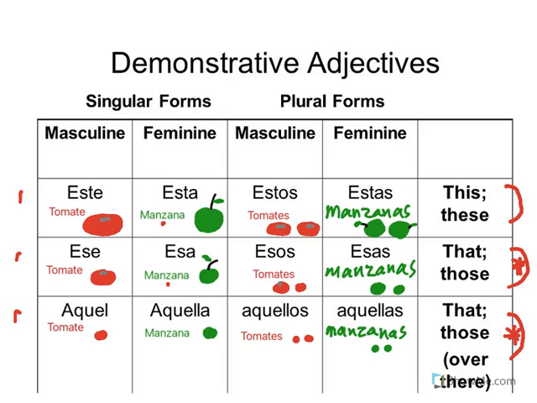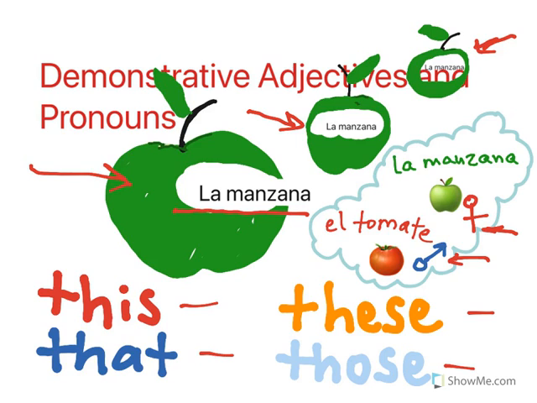Alright, I also promised to talk about the pronouns. What's the difference between the pronouns and the adjectives? Adjectives describe nouns. Pronouns substitute them. Demonstrative adjective describes a noun. That apple describes what? Describes a noun. What's the noun? The apple. La manzana, the apple. Esta manzana, this apple. Adjective.